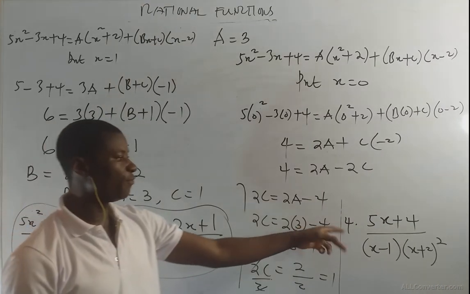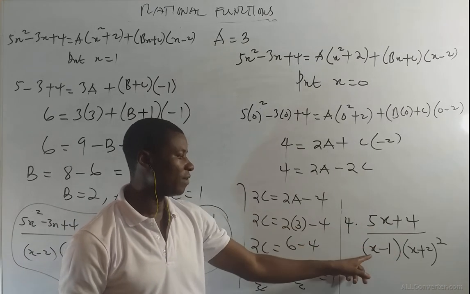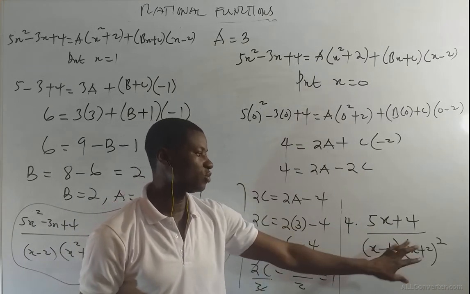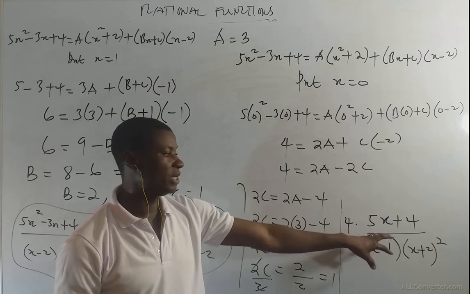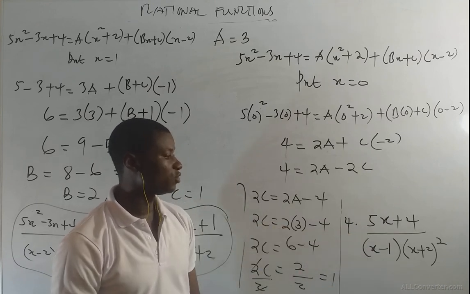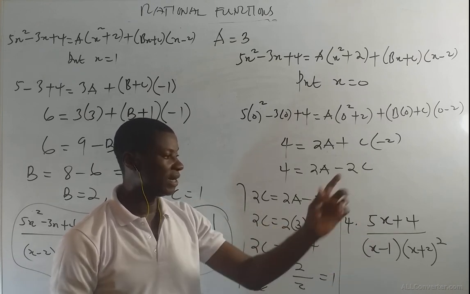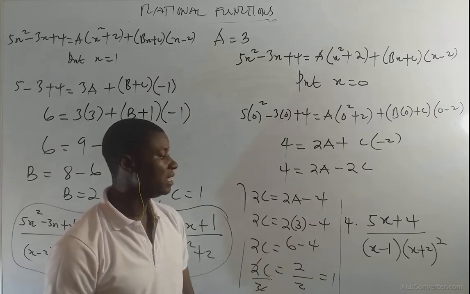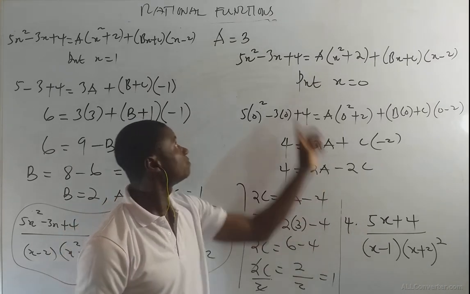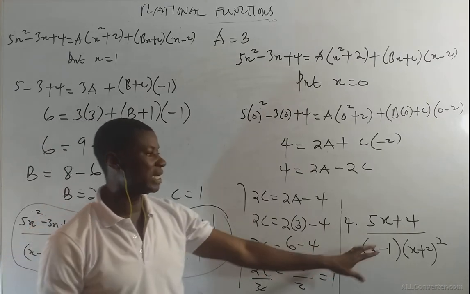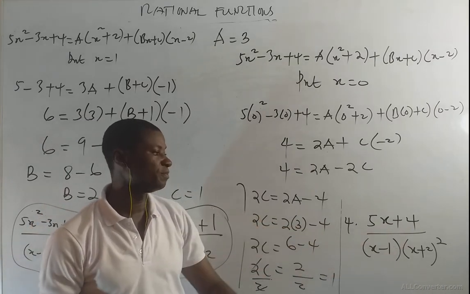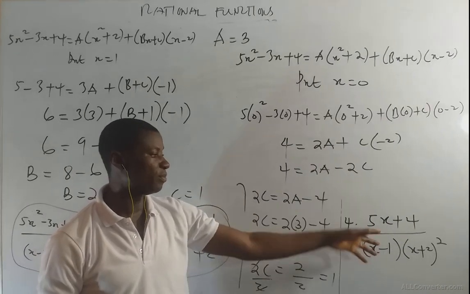Now, the fourth question is 5x plus 4 over x minus 1, x plus 2 all squared. So you can see that this is denominator with a repeated factor. So we will solve these questions in our next presentation. So I will advise that you check the next part of this particular presentation so that you understand how to solve this particular problem and other problems in improper fractions as well.